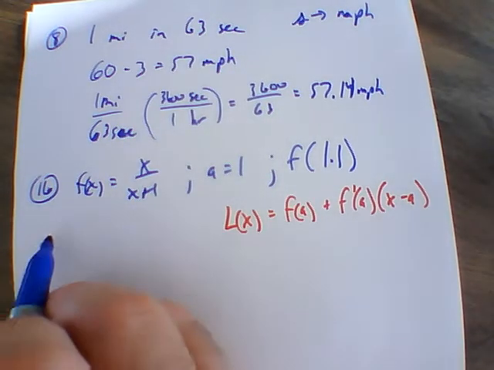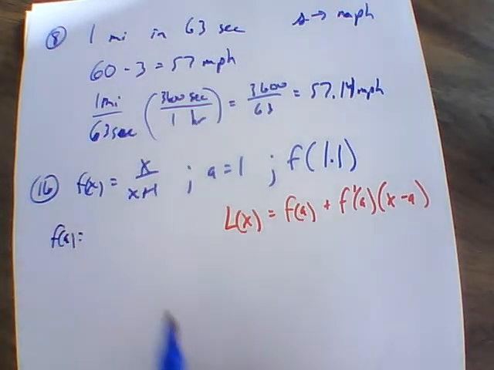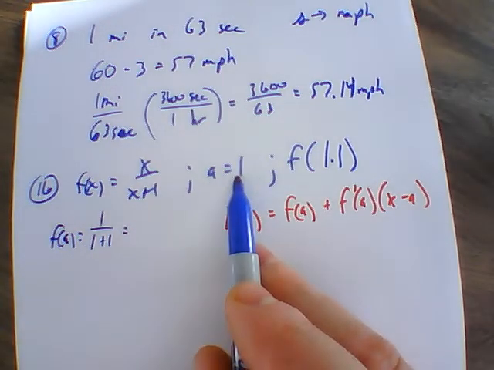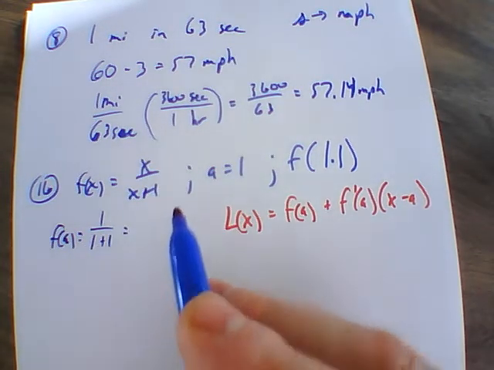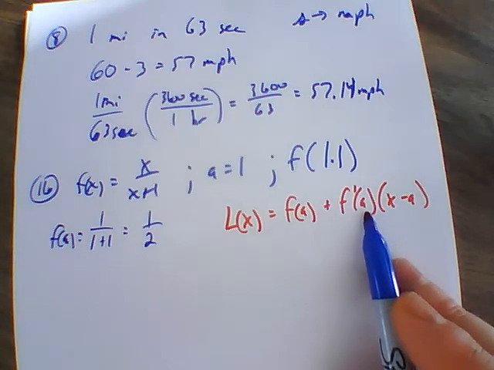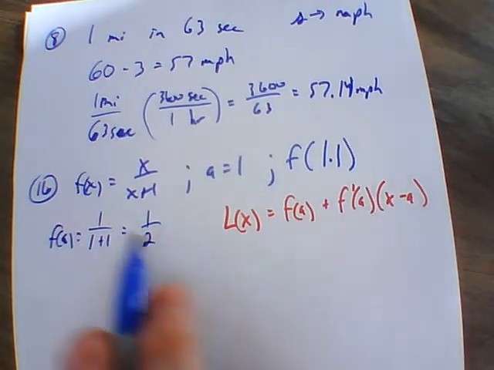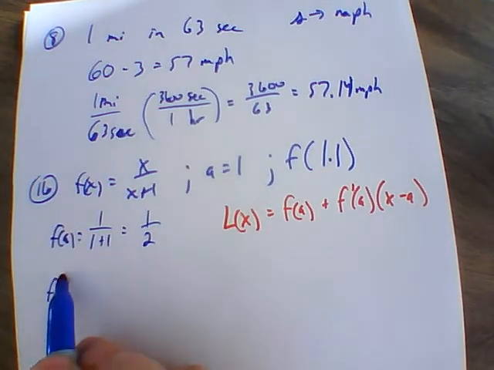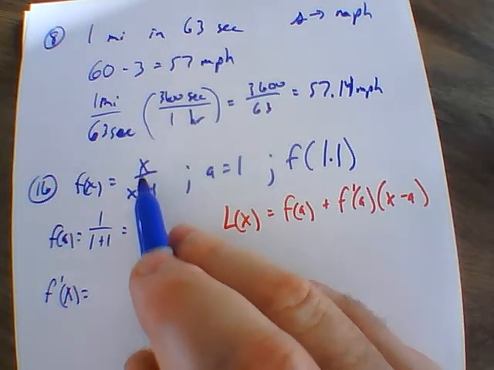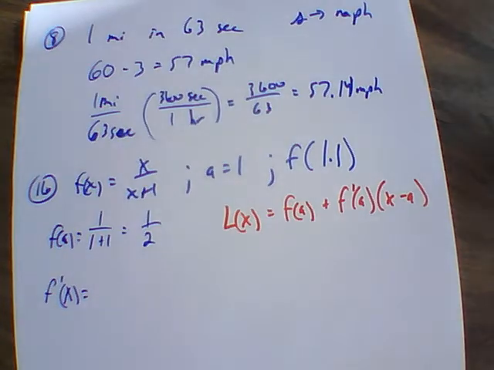So let's start off by finding that f of a. f of a would equal 1 over 1 plus 1, because once again a is 1, so I'm substituting 1 in for my x. So we get 1 over 2. We've got to find f prime of a. In order to find f prime of a, we've got to find f prime of x. So f prime of x equals, we have a function over a function, our quotient rule.